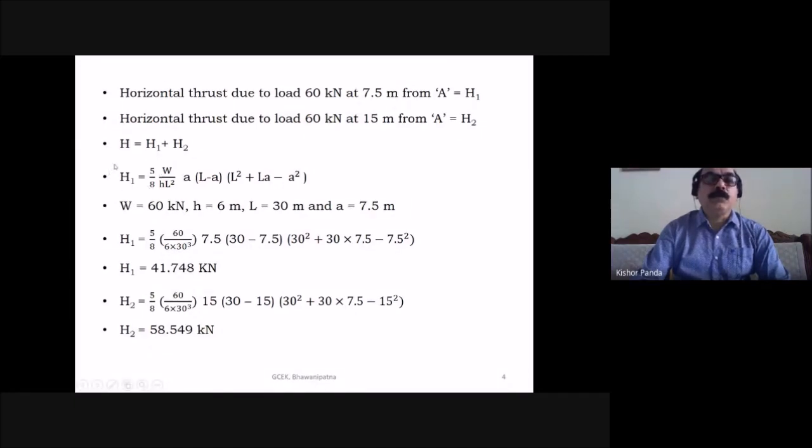But you know already, in the last class we solved one question where you had one concentrated load at a distance a from support A, the left end. We have already derived the horizontal thrust. H1 equals 5/8 times W/(hL cubed) times a(L - a)(L squared + La - a squared). This is the formula when you have a concentrated load at a distance a from the left support. So using this formula, you can find the horizontal thrust.